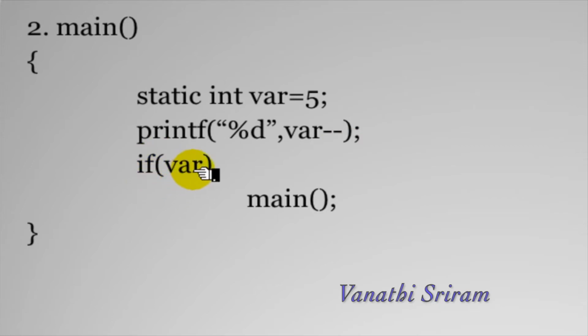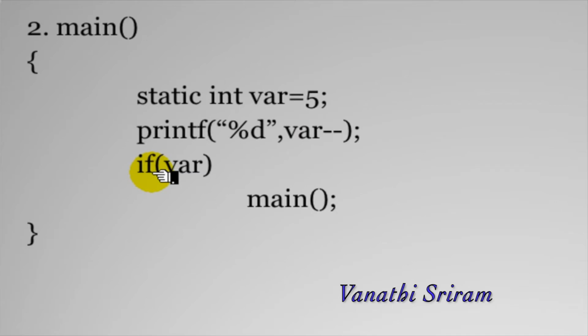And now, in if of var, the value is 4. Other than 0, all the positive and negative values will be taken as a true value. So it will be taken as if of 1, thus getting inside the if to call the main function recursively. And next, as we have used the keyword static, it will not reinitialize the value of var to 5, whereas it will take the value of var from the previous iteration, that is 4. So it will display 4 and decrement the value of var to 3.